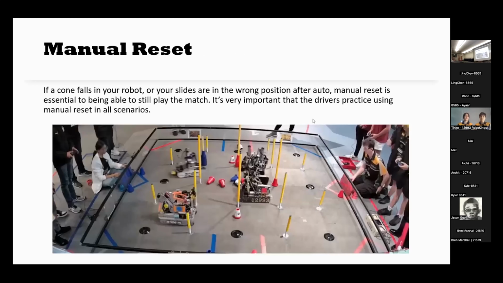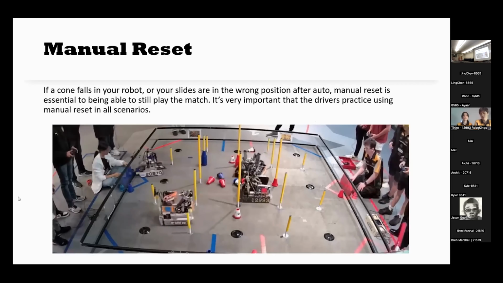Another thing that we do is we use a manual reset mode. So our secondary driver can use joysticks to manually control the position of the slide and turret. And the way that you'll be using this is if your autonomous fails or there's a cone stuck in your robot, so your slides are in the wrong position and your encoders aren't reset properly. So if you manually reset your slides to the right position, you can click a button and reset your encoders so all your automated processes still work. Here's an example of us using this at APOC.